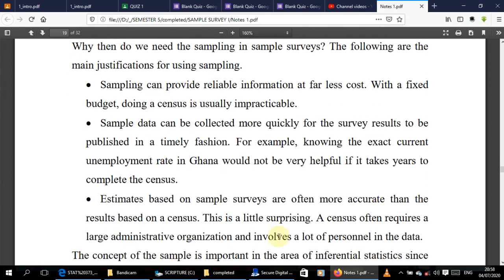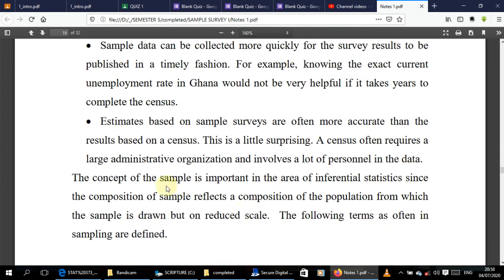All right. Estimates based on sample surveys are often more accurate than the results based on the census. This is a little surprising. A census often requires a large administrative organization. So here we are saying that it's shocking to see that they are saying that the sample surveys are often accurate.